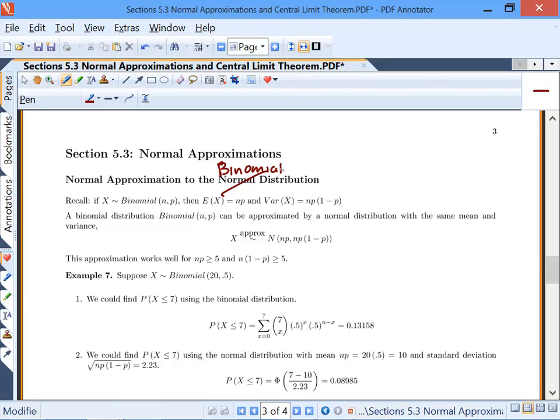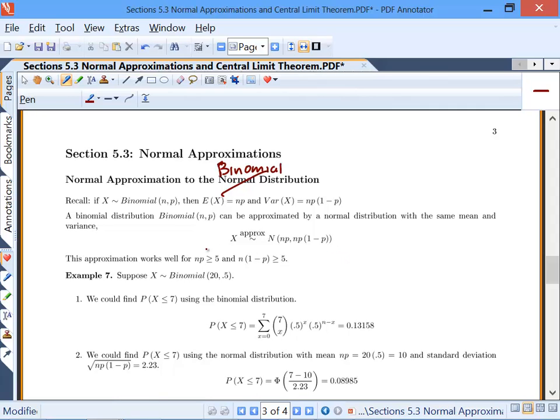Okay. So if we remember, if x has a binomial distribution with n and p, then the expected value of x is np, and the variance is np times 1 minus p. So that's what we knew about the binomial. And if you know that, then the binomial distribution can be approximated by a normal distribution with the same mean and variance. So what that means is you'll use a normal distribution, and the mean will be n times p, and the variance will be np times 1 minus p.